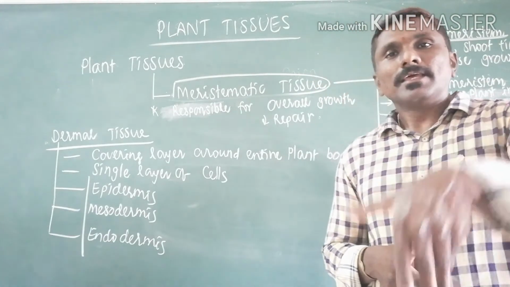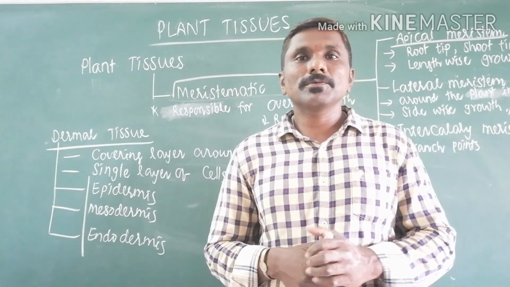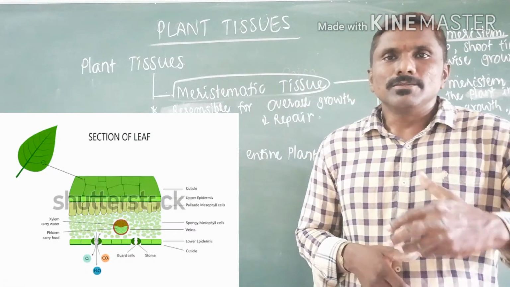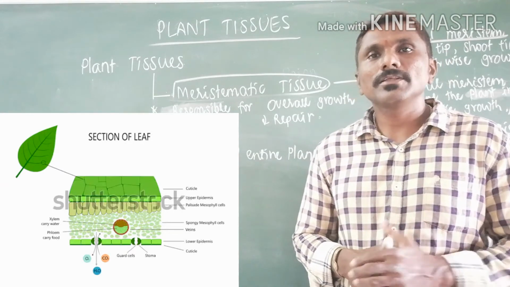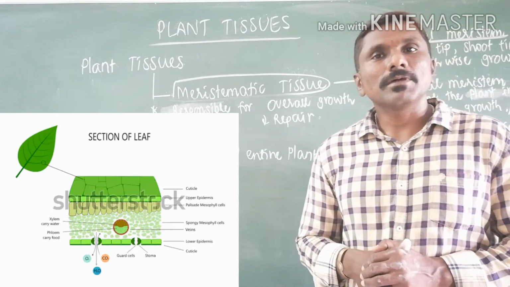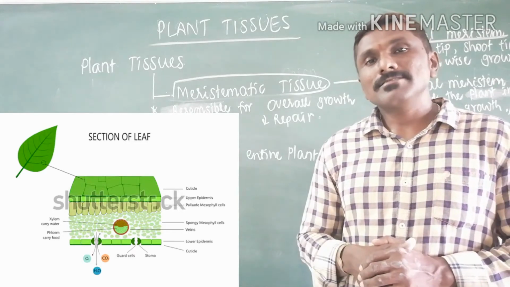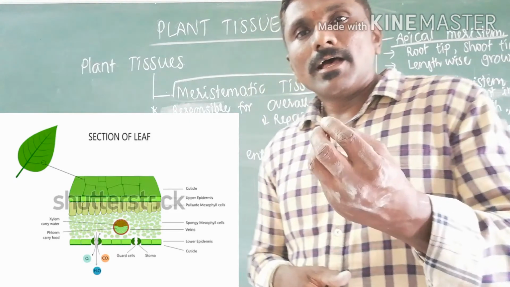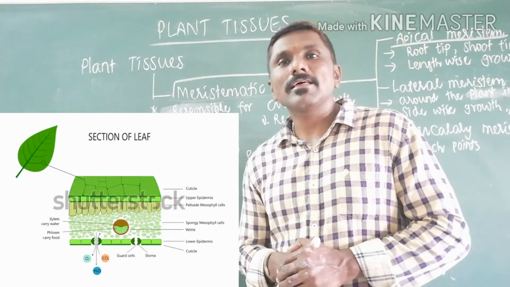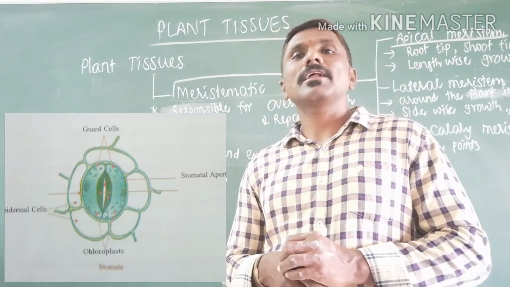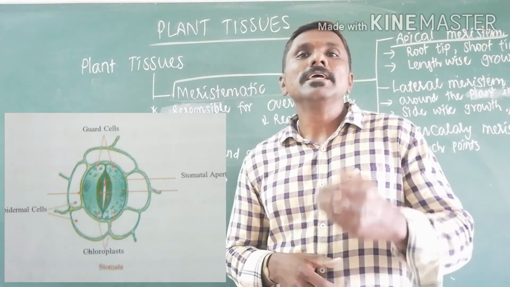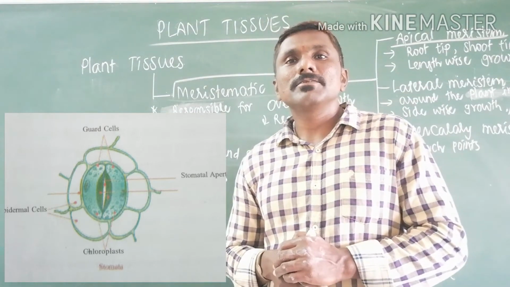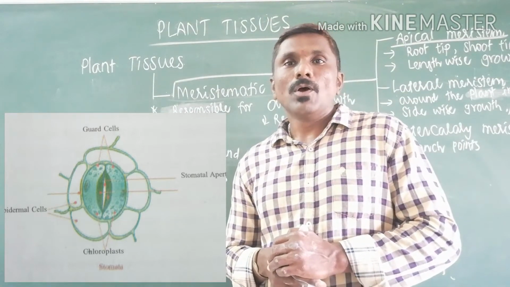In case of root, this dermal tissue possesses hair-like structures called root hairs, and these root hairs are useful in the absorption of water and minerals from the soil. Whereas in case of leaves, this dermal tissue possesses minute pores called stomata, and these stomata are responsible for the exchange of gases. These stomata are covered with kidney-shaped cells called guard cells.